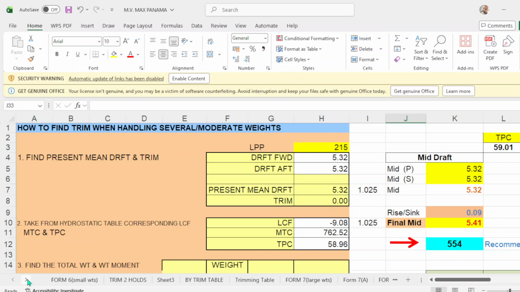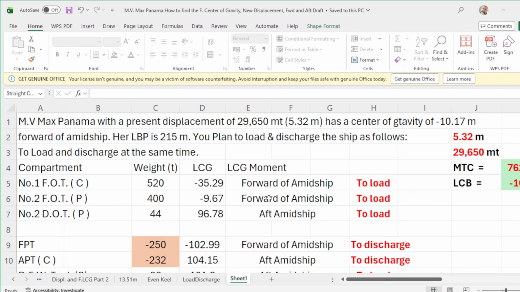Then we go to the previous, add less ship cargoes. This one. The same, you have your LPP 215 and your initial drop is 5.32, even keel. That's why this one, 5.32 even keel.